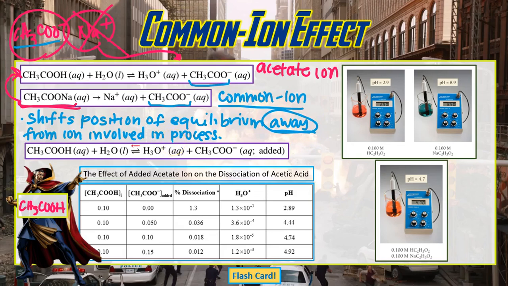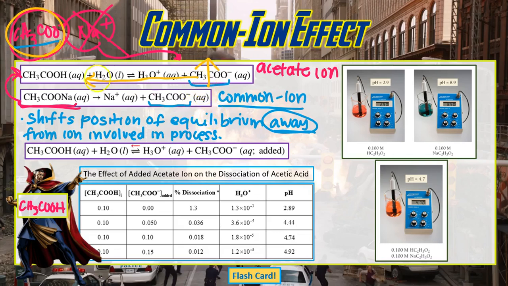What does it mean to shift it away? It means it's not going to be producing that particular ion because it's increasing the amount of that ion. Let's think about it. Just by using good old Le Chatelier's principle, I have more of the CH3COO-, I'm going to increase this product. Automatically I'm going to have to shift to the left in order to decrease the product of acetate ion and therefore get back to equilibrium.